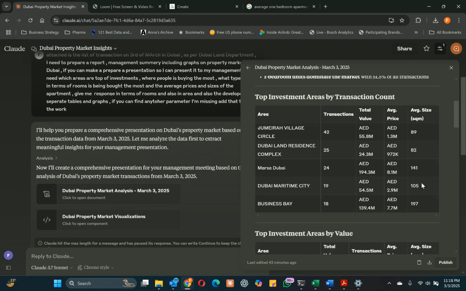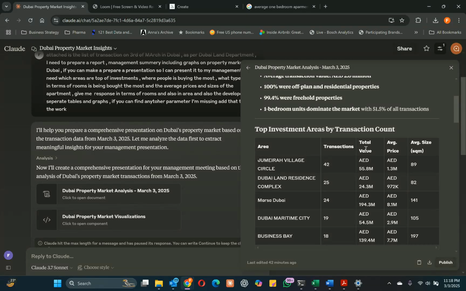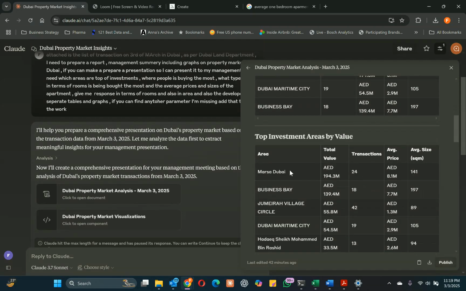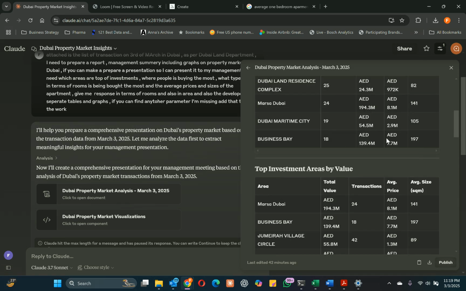Marsa Dubai, 141 transactions were done. Dubai Maritime City, Business Bay. So it's giving me all the top investments where it's happening, from 55.8 million dirhams to 139. If you go down, top investment areas by value, Marsa Dubai has the highest transactions, 194.34 million dirhams, which you can check from here. Business Bay, 139.4 million dirhams, which is the area over there.